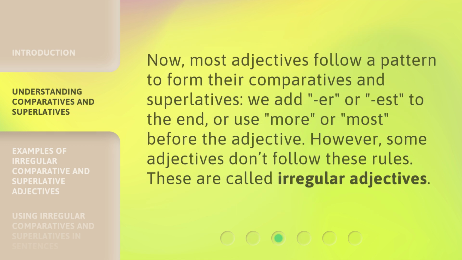Now, most adjectives follow a pattern to form their comparatives and superlatives. We add -er or -est to the end, or use more or most before the adjective. However, some adjectives don't follow these rules. These are called irregular adjectives.